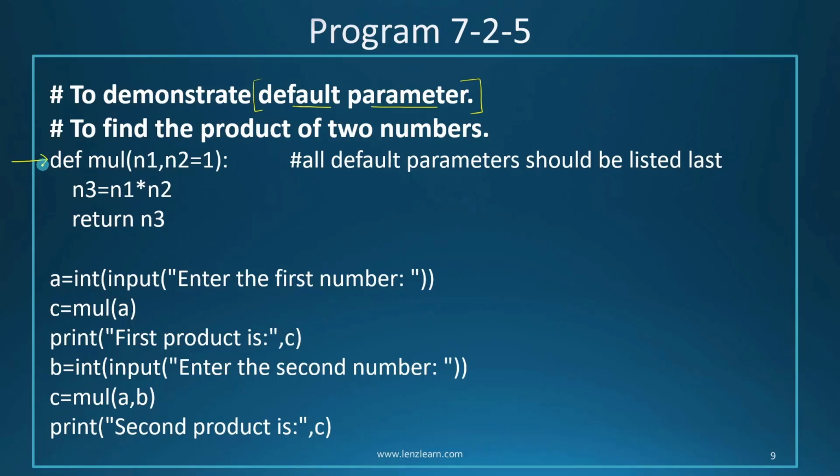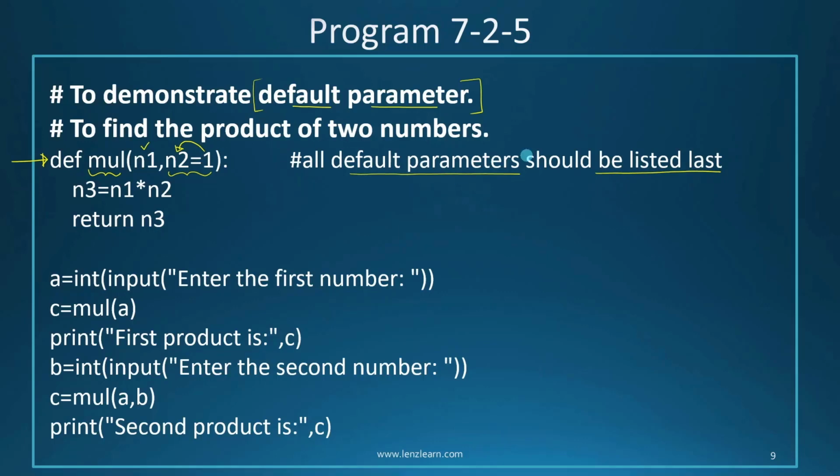Now we see in this function definition, the name of the function is mul. There are two parameters, n1 and n2. Now you can see there is some difference in n2. Here n2 has a default value of 1. When you give default values for parameters, there is one condition that you have to be very careful about. All default parameters inside the function definition should be listed at the end.